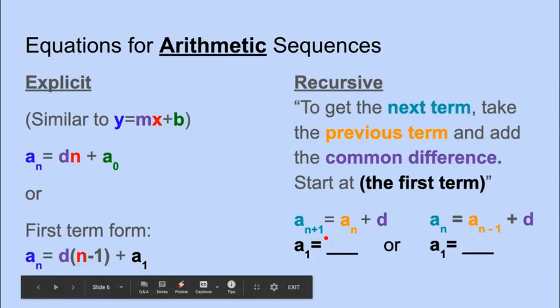Notice there are two ways to write recursive equations. You can think about them in terms of n plus 1, and then the term before that, which is n. You can also think about n and n minus 1. As long as they are next to each other, right? All it's saying is that to get to this term, what came before it? Okay, let's add our common difference.